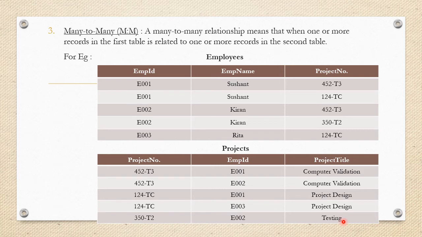So he is also working in a testing project. He is also working in 2 projects, computer validation and testing. Then the next employee is Rita. She is working only in 1 project, that is 124TC. This one, okay, 124TC E03 project design.